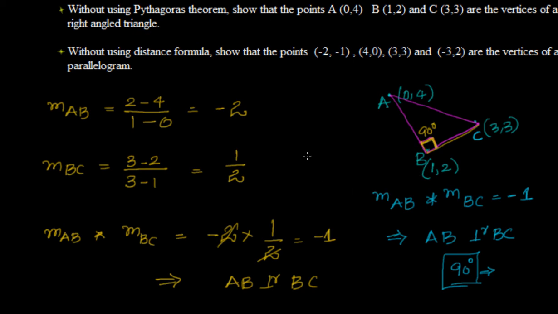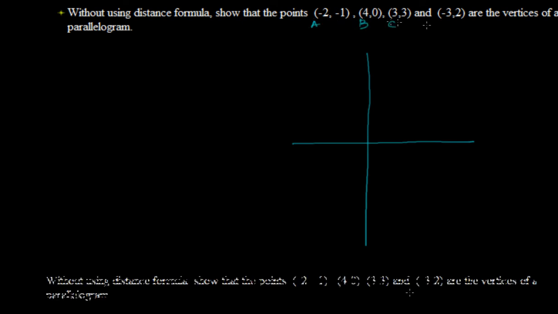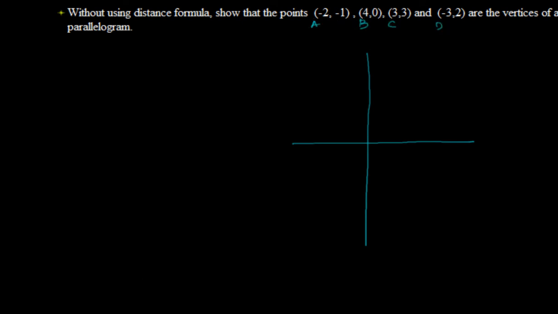You can show that the product of slopes is -1, which tells that those two line segments are perpendicular to each other. Let's go to the next one. Without using the distance formula, show that the points A, B, C, D are vertices of a parallelogram. Now we should not use the distance formula.